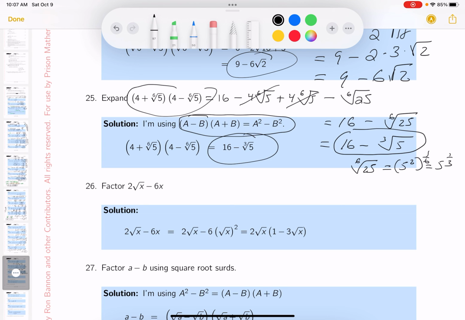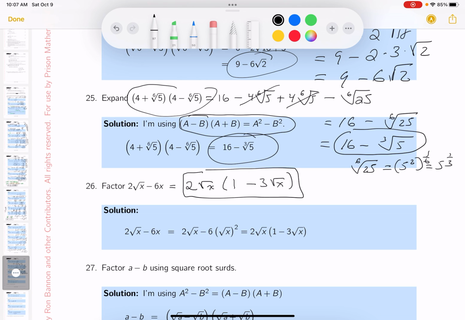All right, this one says factor. Factoring, for some students, you say, what do you mean you can factor that? Well, one thing I do know, a 2 comes out. That's called the GCF. And I'm also going to factor out the root of x. And what do you get? You would get 1 minus 3 root x. That's a factorization of the problem, by the way.